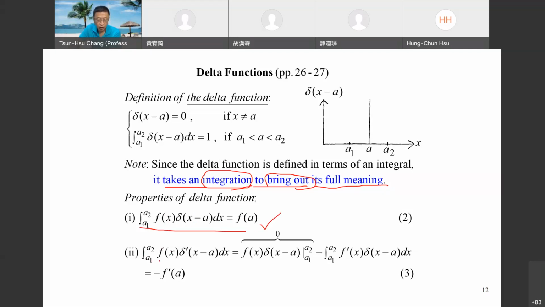Here we have a different notation, delta prime of x minus a. This is the derivative of the delta function, the first derivative of the delta function with respect to x. So we can use integration by parts. Okay, that's the integration by parts.